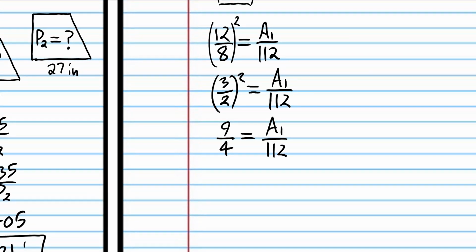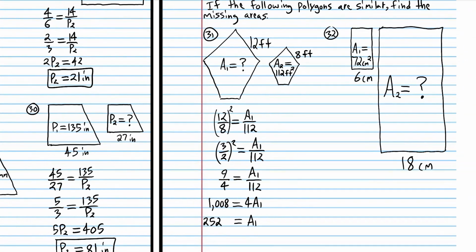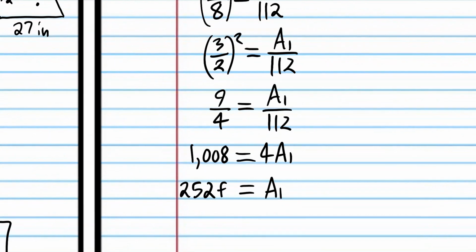All right, so now we're going to cross multiply, and we get 4a1 is equal to 9 times 112. So I'm going to get my calculator out. 9 times 112 is 1008. And then divide that by 4, and we get 252. So the other area is 252. And what are the units? Feet. So we have to write feet squared.